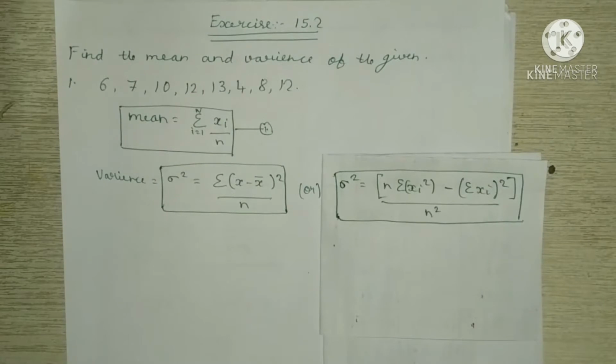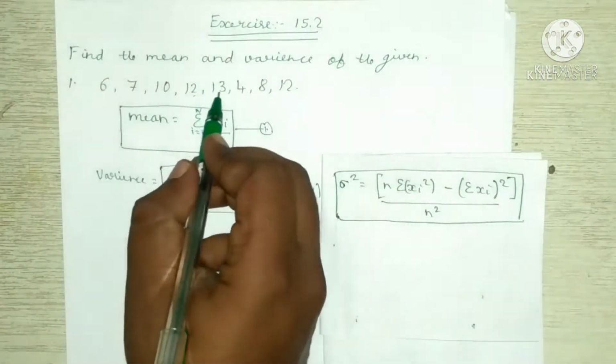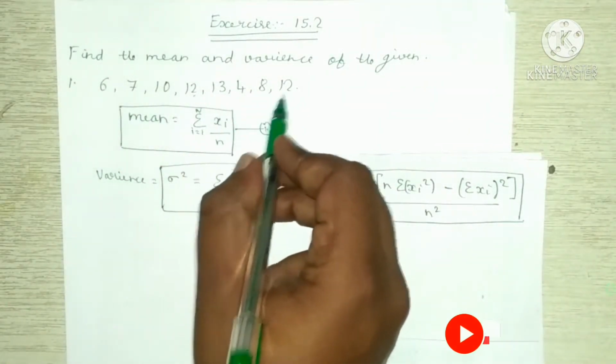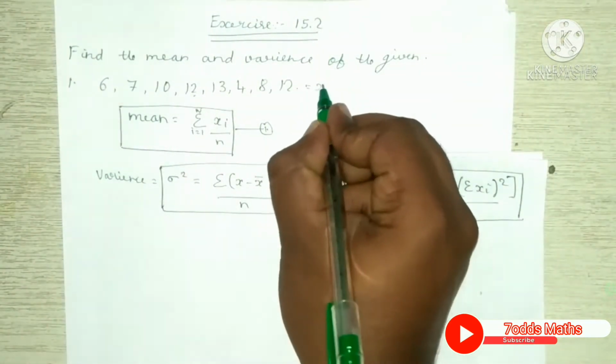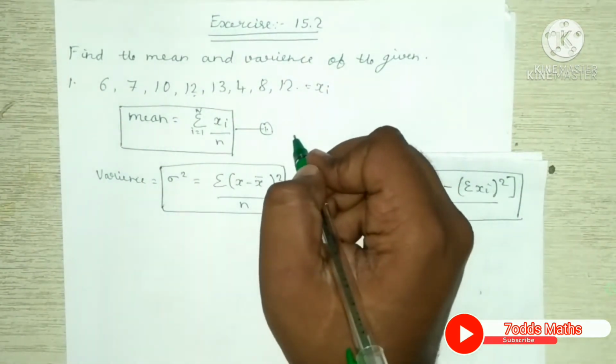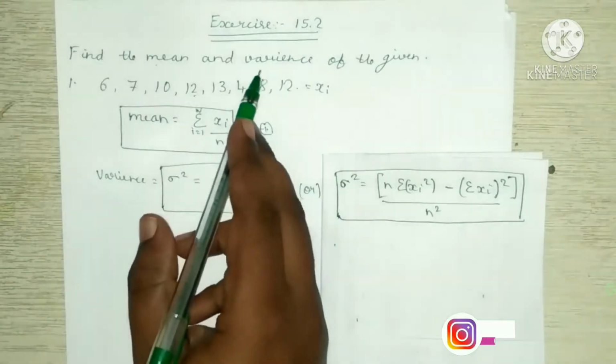Next we are going with exercise 15.2. Find the mean and variance of the given data. The first question is: given 6, 7, 10, 12, 13, 4, 8, 12. The given data is nothing but xi. We need to find the mean and variance.